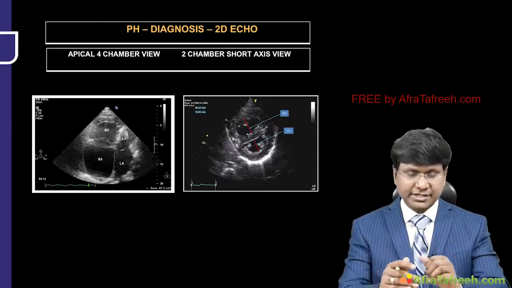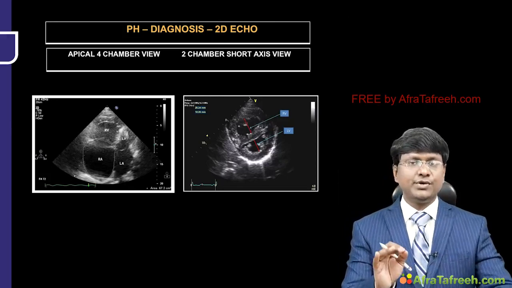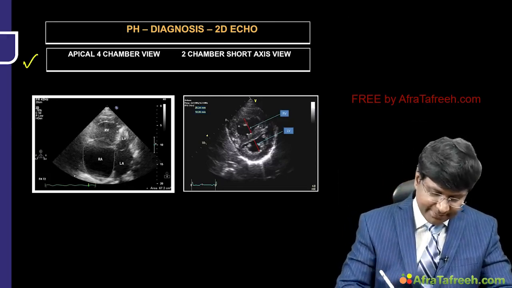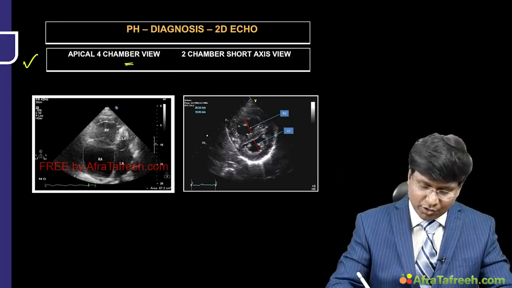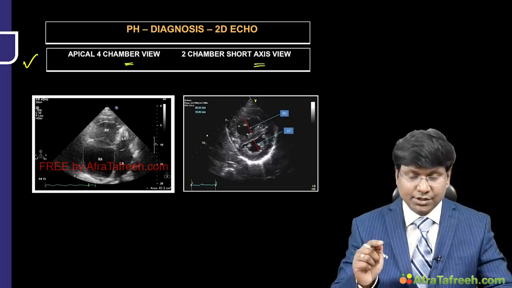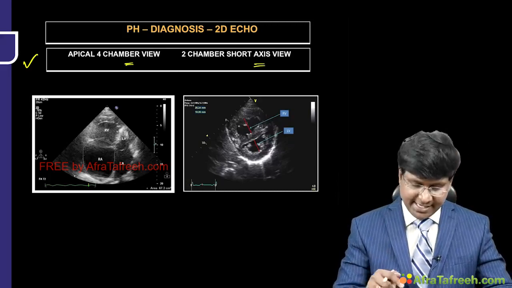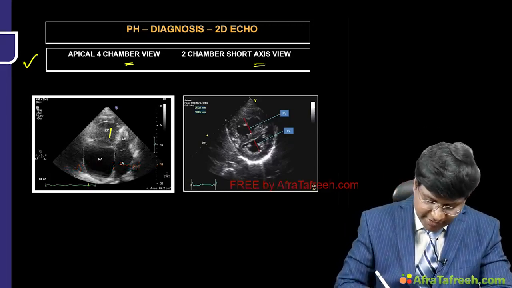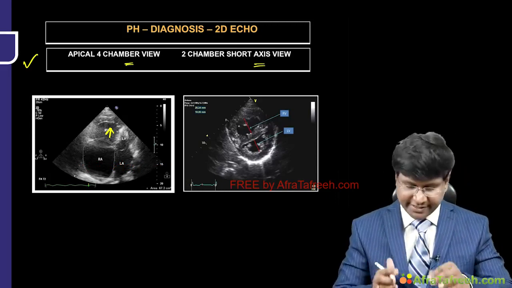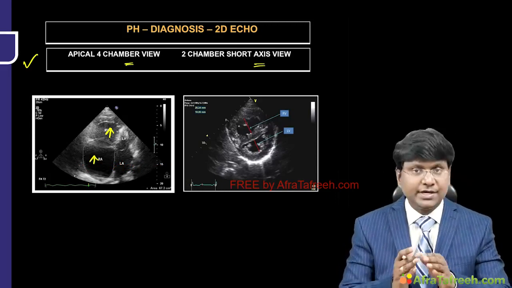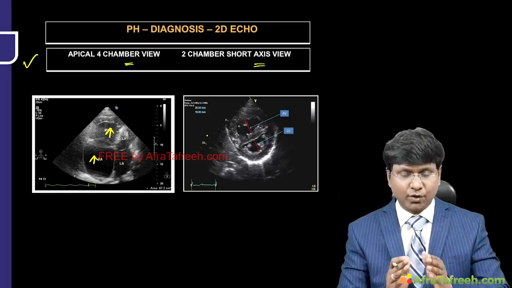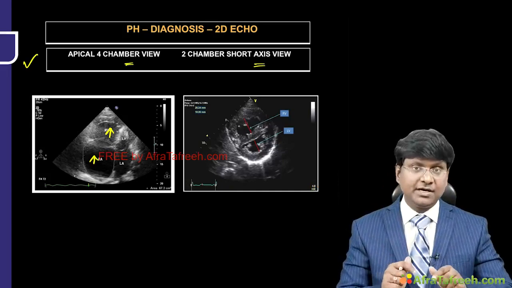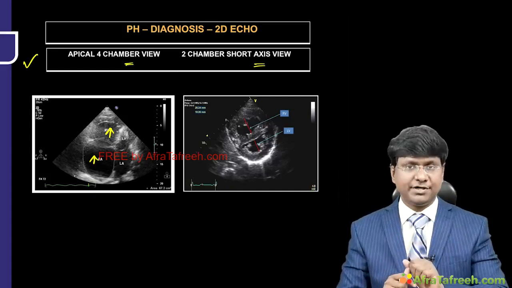Then coming to the 2D echo. In the 2D echo, you have to observe the pulmonary arteries and as well as the chambers of the heart in the apical 4-chamber view. And you also have to observe the heart in the 2-chamber short axis view. In the apical 4-chamber view, you will notice that there is dilatation of the right ventricle and there is also dilatation of the right atria. Both RA and RV dilatation is there. That is what you will observe in the apical 4-chamber view.